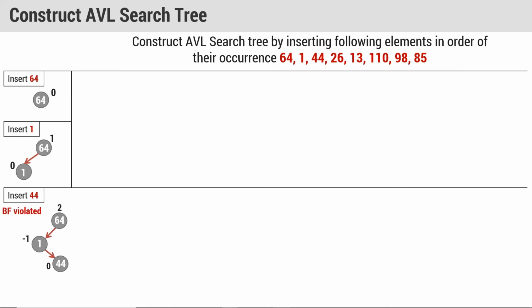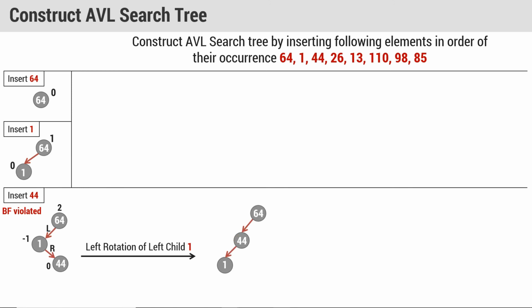So the balance factor is violated, so we have to check in which direction our new node is inserted. So it is left side of 64 and right side of 1. So this is the LR problem. So first of all we have to solve this R problem by one left rotation at child 1. So our tree becomes like this: 64, then 44, and then 1.